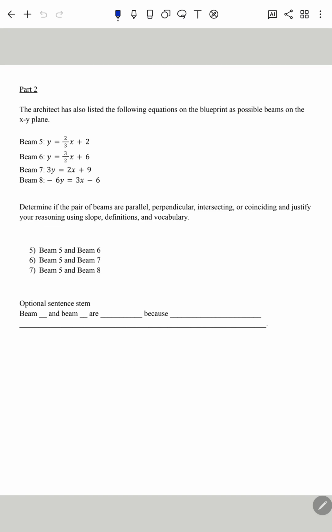So now the vocabulary words switch a little bit. Now we're working with parallel, perpendicular, intersecting, and coinciding. I made sure to tell them that they had to have the slope in their explanation. They need to do that part 1 first. When they get to this step, hopefully they can see they'll have already worked with the equations.